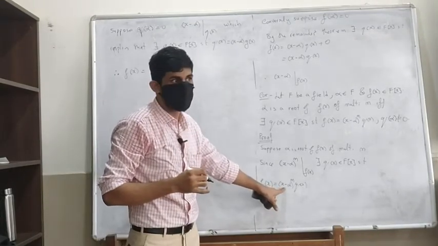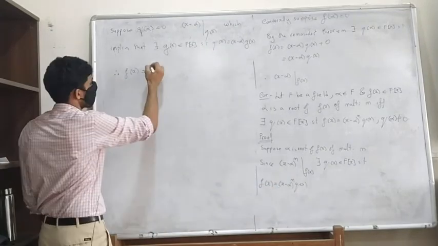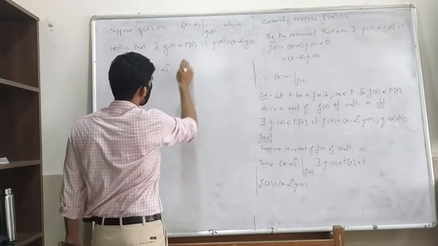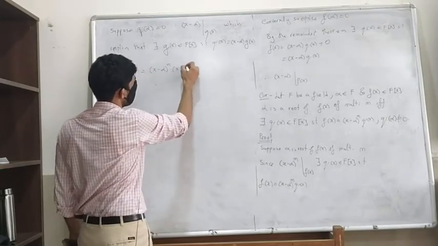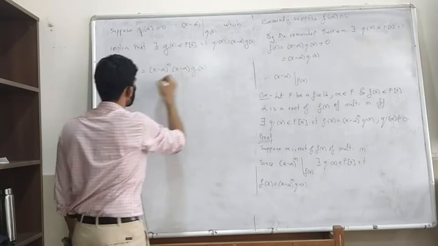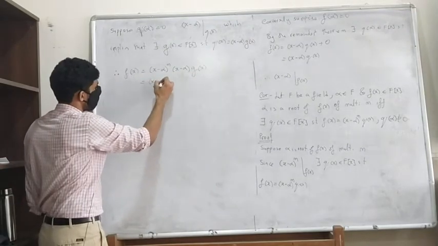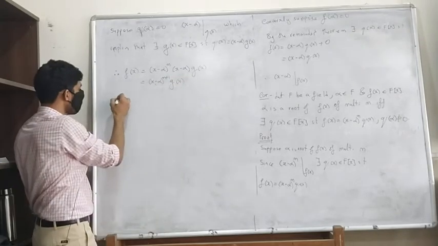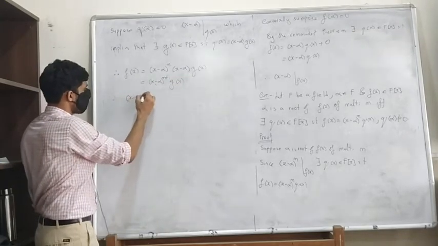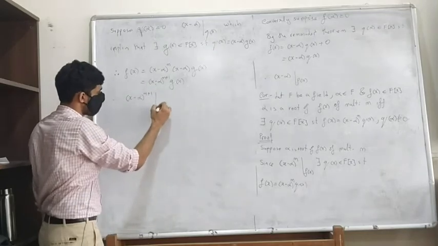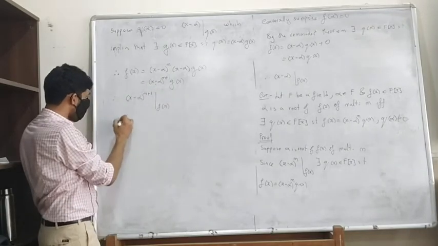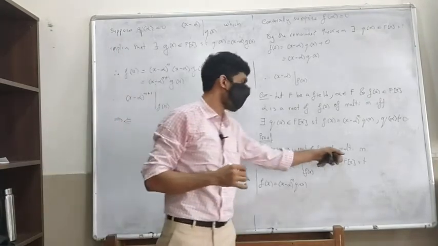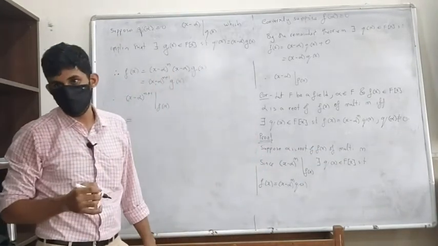F of x is x minus alpha raised to m into that. So you have x minus alpha raised to m times, in place of q of x we have x minus alpha into g of x, which is nothing but x minus alpha raised to m plus 1 times g of x. And therefore, x minus alpha raised to m plus 1 divides f of x. This is obviously a contradiction. What does it contradict? The fact that m is the multiplicity of f of x, right?